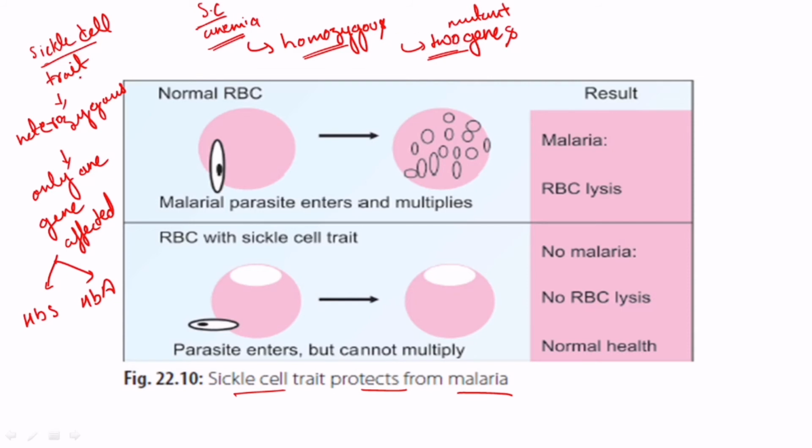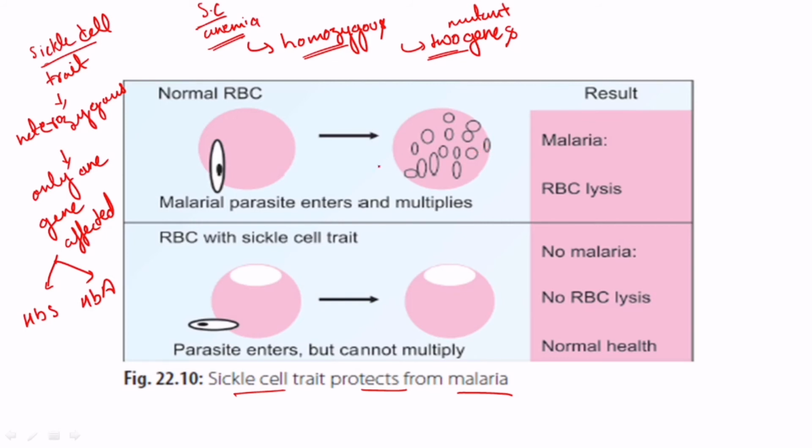And in case of the sickle cell trait, it is heterozygous and only one gene is affected. So you can say that they are having both the hemoglobin S and hemoglobin A. Okay, so the point of discussion over here is that suppose this is a normal RBC and the malarial parasite enters it, and it multiplies and then causes the RBC lysis, and therefore malaria ultimately occurs in the normal RBC.